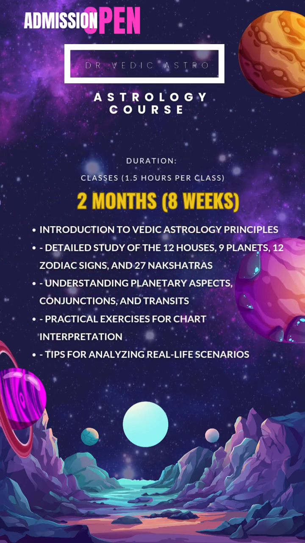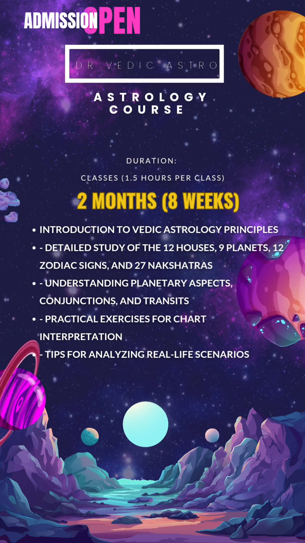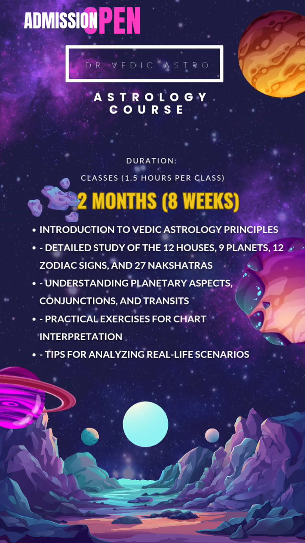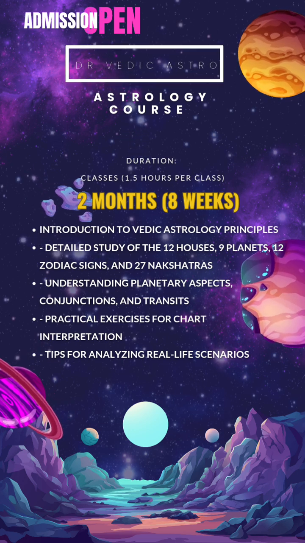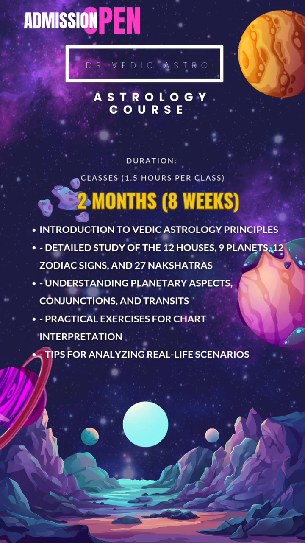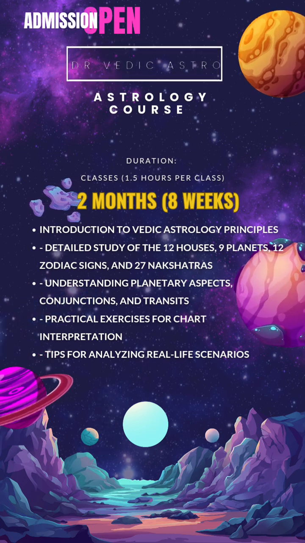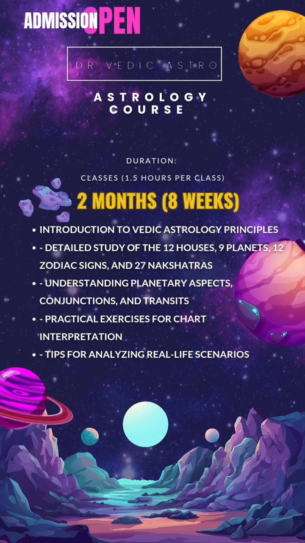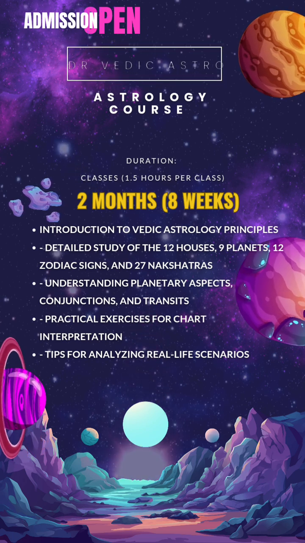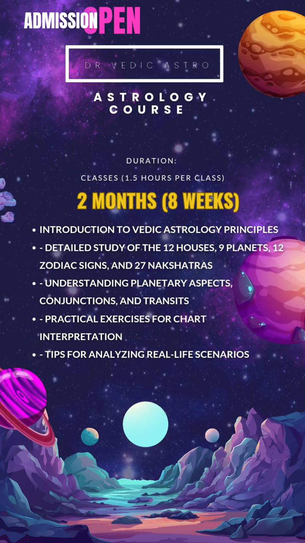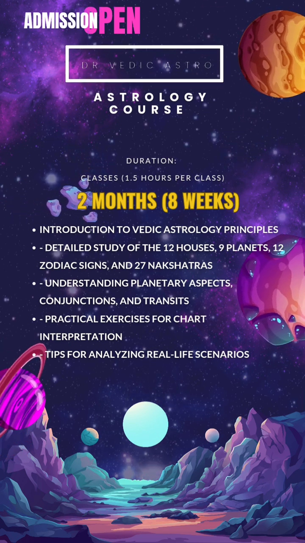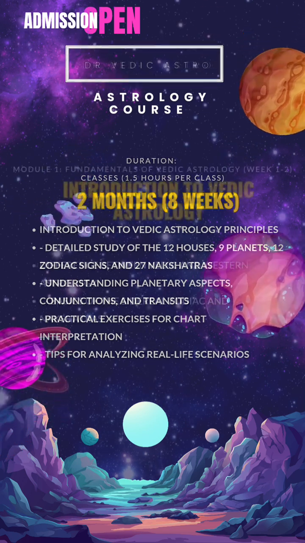Duration: classes of 1.5 hours per class, over 2 months, 8 weeks. Introduction to Vedic Astrology Principles. Detailed study of the 12 houses, 9 planets, 12 zodiac signs, and 27 nakshatras. Understanding planetary aspects, conjunctions, and transits. Practical exercises for chart interpretation. Tips for analyzing real-life scenarios.